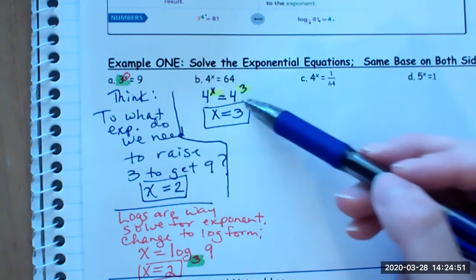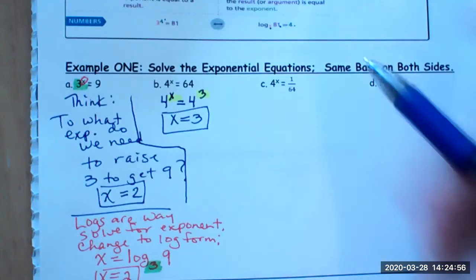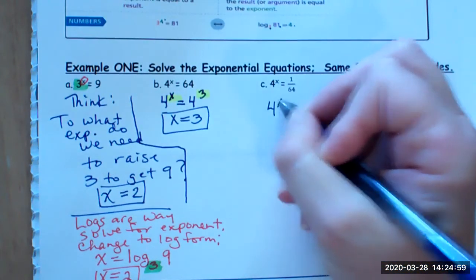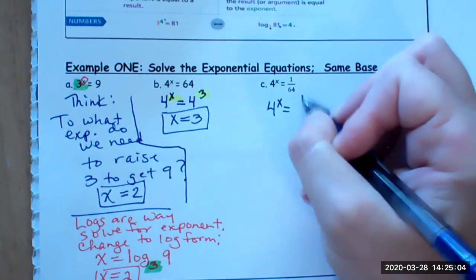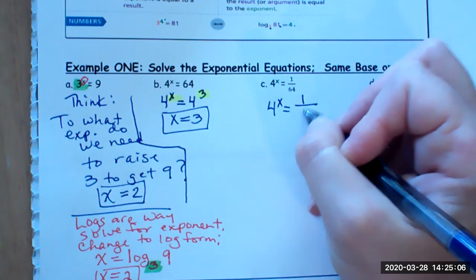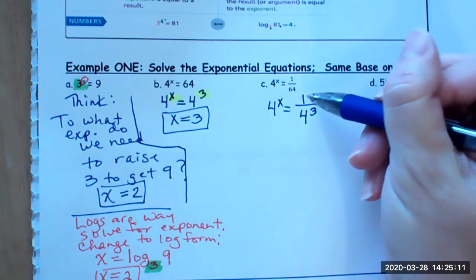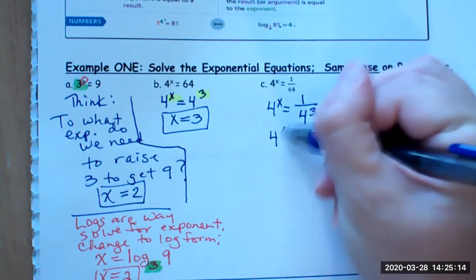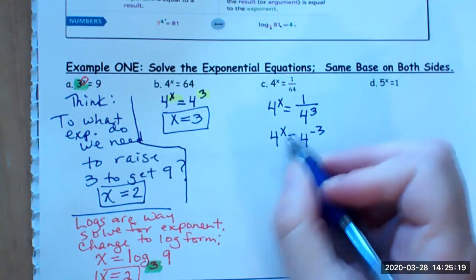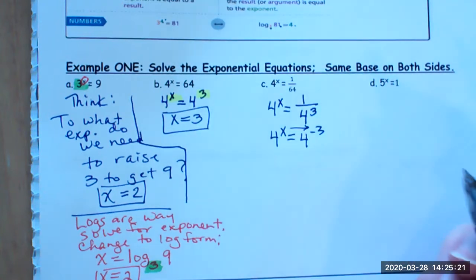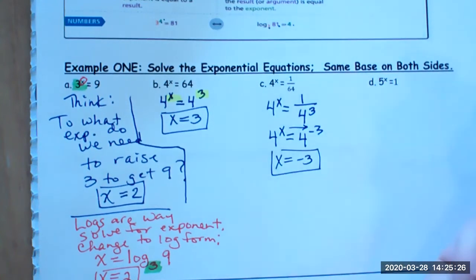The advantage of the way I did it in part B is it'll help us figure out how to do part C, okay? So in part C, I've got a very similar equation to part B, but only 64 is in the denominator. Well, I can still write 64 as a power of 4. And we all know that 1 over 4 cubed is the same as 4 to the negative 3. And so immediately I can match these up in a similar way to part B, and I know that x has to equal negative 3, okay?